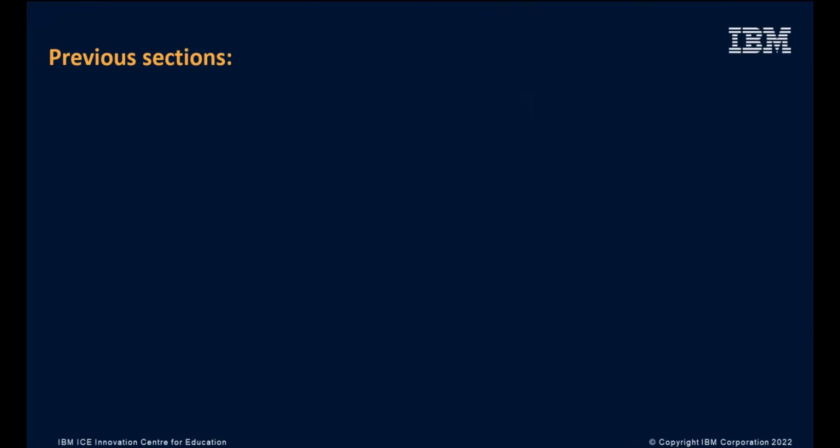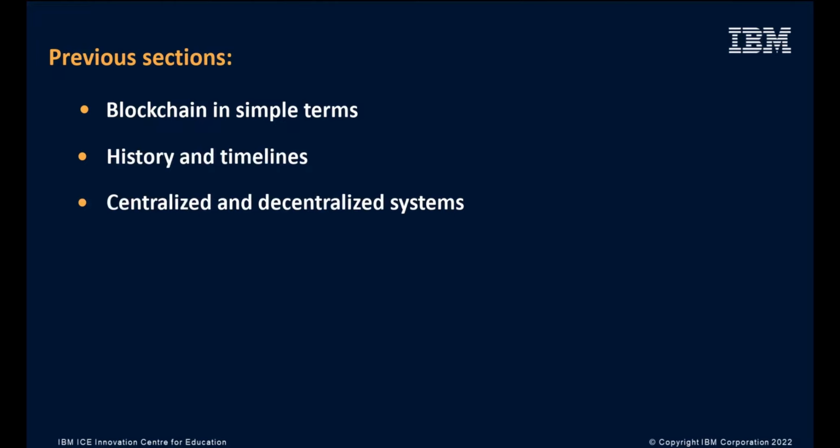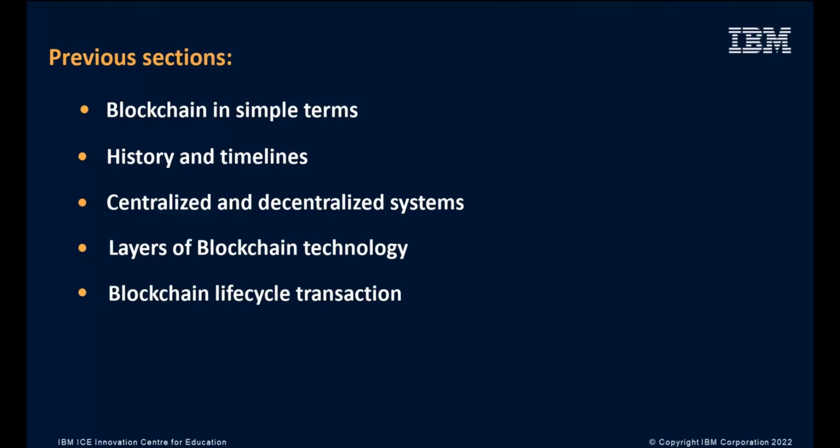In the previous modules, we have learnt what blockchain is, its history and timelines, centralized and decentralized systems, layers of blockchain technology, and how a transaction happens on a blockchain. In this module, we will learn what is a blockchain framework and what are some of the important blockchain frameworks.